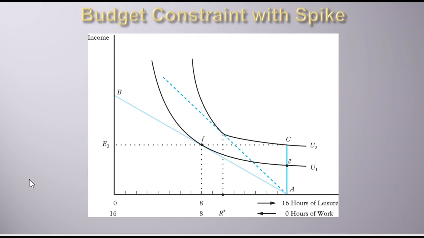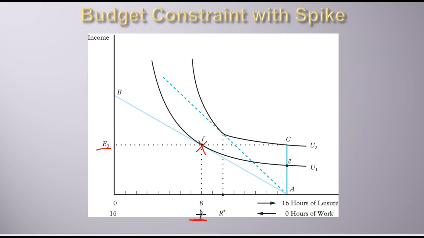So you go into work and you get paid the same amount that you would have if you worked, as long as you don't go back to work. In this case, when you look at the budget constraint and the utility functions, this worker would choose F, work E0 hours, and at $8.